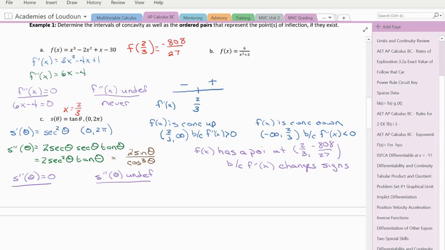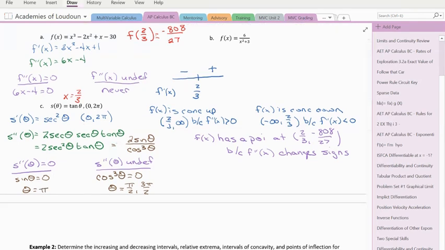So from there, we know that s double prime of theta is going to be undefined when cosine cubed theta is equal to 0, which happens when theta is equal to pi over 2 or 3 pi over 2. We know that s double prime of theta equals 0 when sine theta is equal to 0, which happens when theta is equal to pi. It doesn't include 0 or 2 pi.